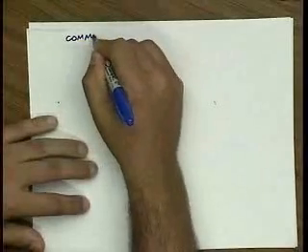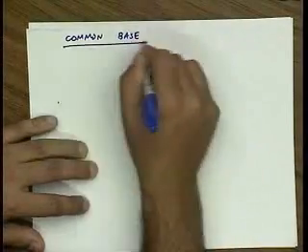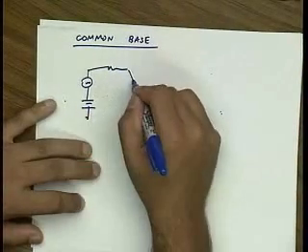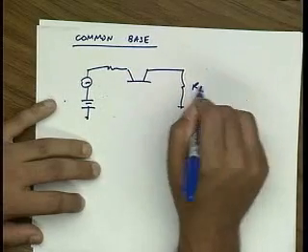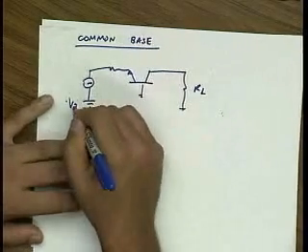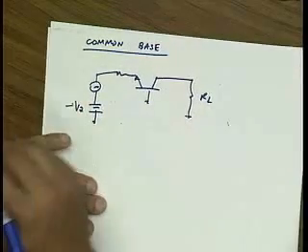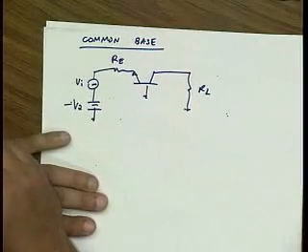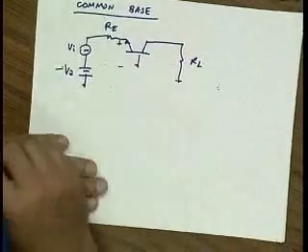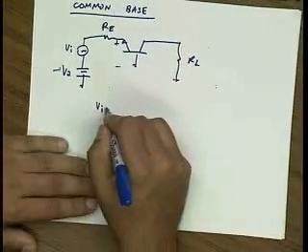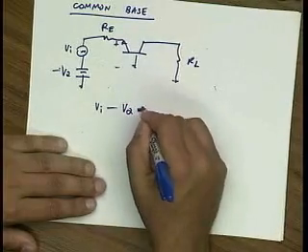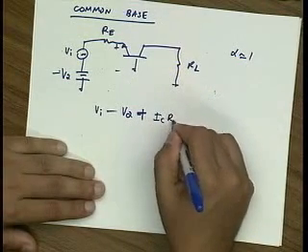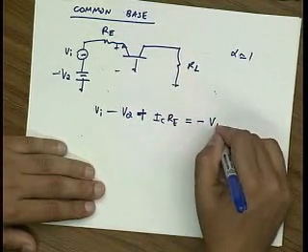All right, how about the common base amplifier? Well, let me just assume I bias at negative here, so I can ground the base. This is RE and this is RL. This is the input voltage. V input minus VQ plus, assuming alpha is 1, ICRE is equal to minus VBE.